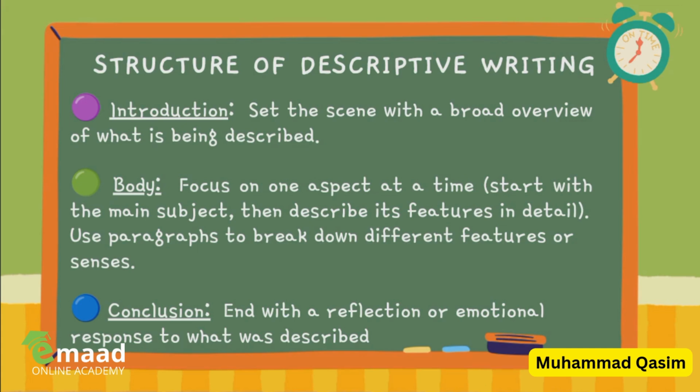Then comes the conclusion. End your descriptive writing with a reflection or emotional response to what was described. You can provide a chance for the reader as well to reflect on that. You can give your own reflection or your emotional response to everything that was described. So, what was its impact or effect of the things that have been described about a certain event, place, or thing.